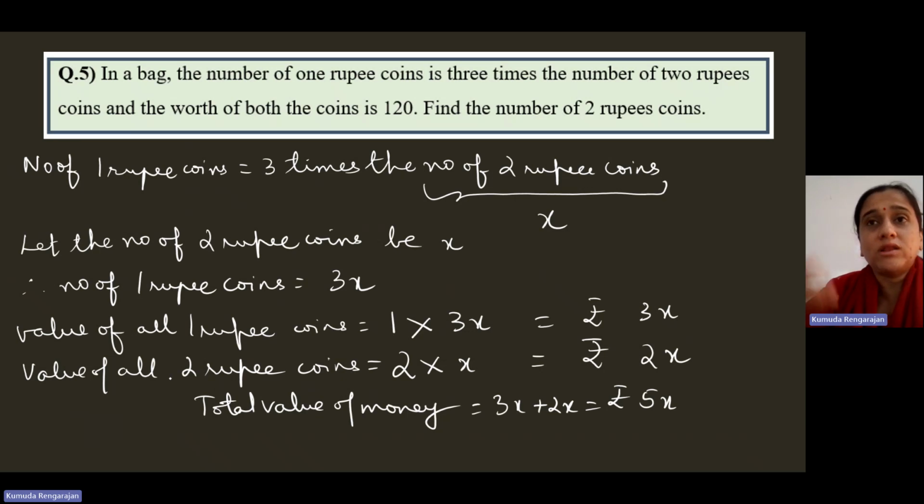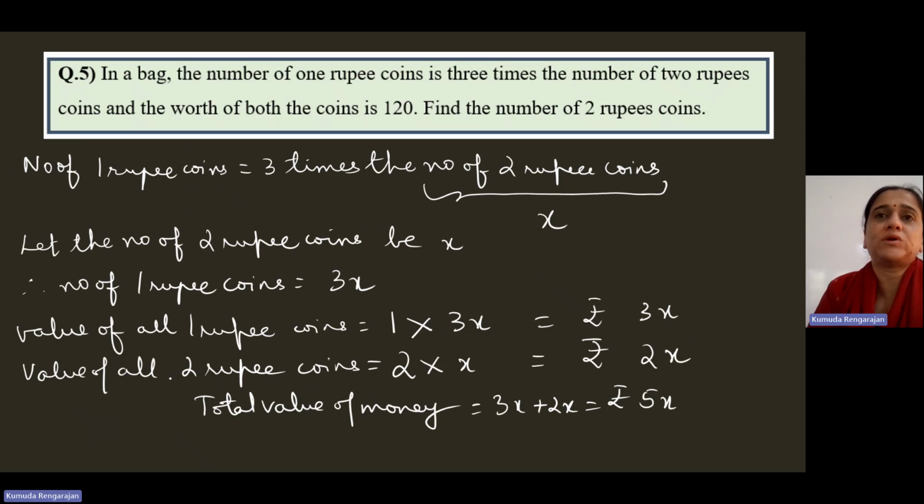What is the value of all the 1 rupee coins you have? So that will be denomination into number of coins. How do you find the value of all the 1 rupee coins you have? Denomination, you can take it as a formula. So denomination 1 rupee into number of coins, say x. So 1 into x, 1x, or simply x is the value of all the 1 rupee coins.